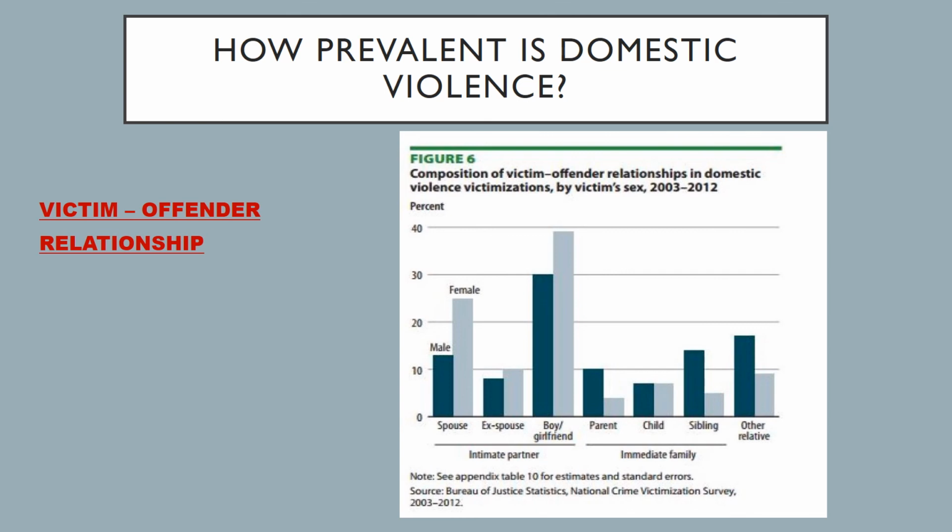When we look at the 3 main bars on the left-hand side, the intimate partner situations, women are always more likely to be victimized than men. However, when we look over to the right-hand side, at the 4 major categories of the immediate family, we see something different. We see that men are more likely to be victims of domestic violence when the perpetrator is a parent, a sibling, or some other relative. And it's roughly equal when the perpetrator is a child.